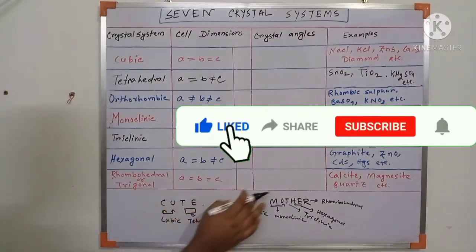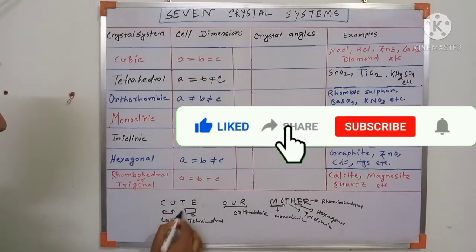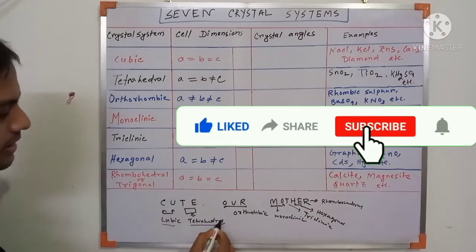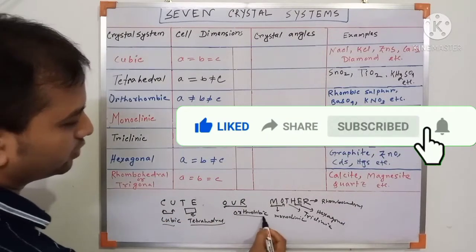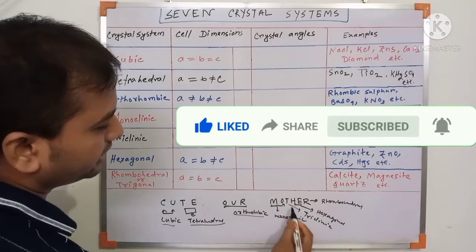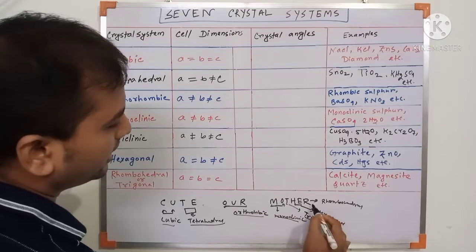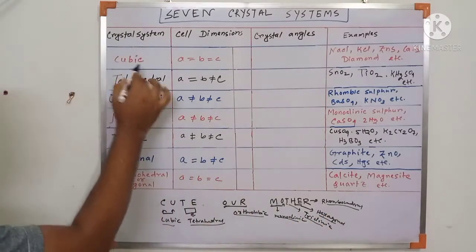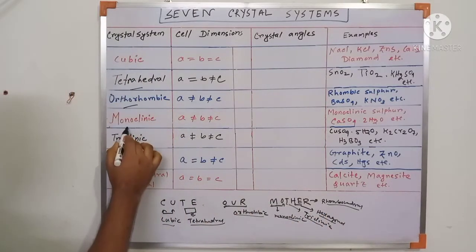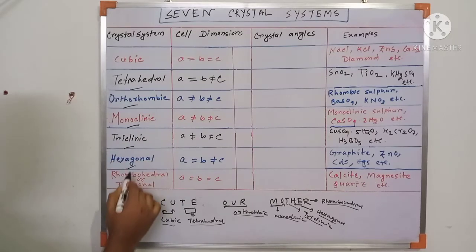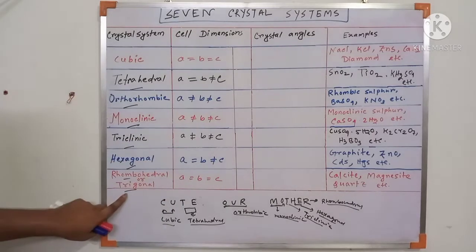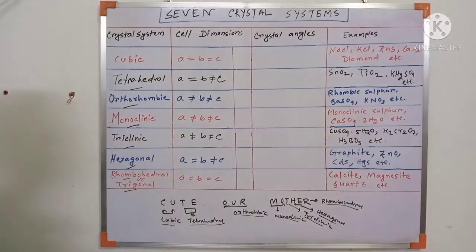So "Cute are mother." Cu represents cubic, Te represents tetragonal, R represents orthorhombic, Mo represents monoclinic, and T represents triclinic, H represents hexagonal, and R represents rhombohedral. So cubic, tetragonal, orthorhombic, monoclinic, triclinic, hexagonal, and rhombohedral, which is also called trigonal. These are the 7 crystal systems.